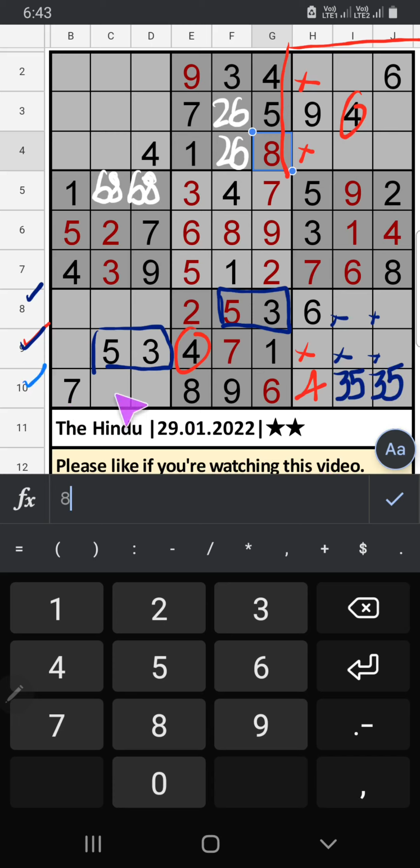10th row, only 2 numbers are remaining, 1 and 2. Column C we have 2, so 2 can't come in this cell. 2 is confirmed here, then only 1 is here. 8th row we have 6, so 6 can't come in these cells. 6 is confirmed here.